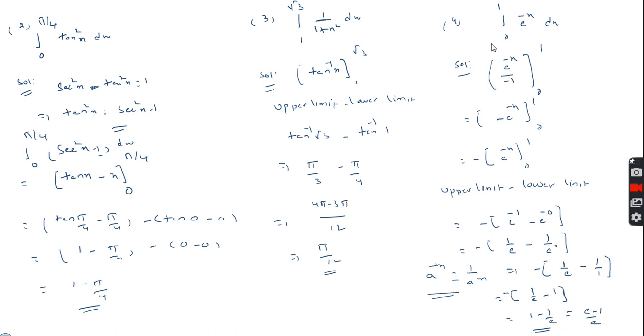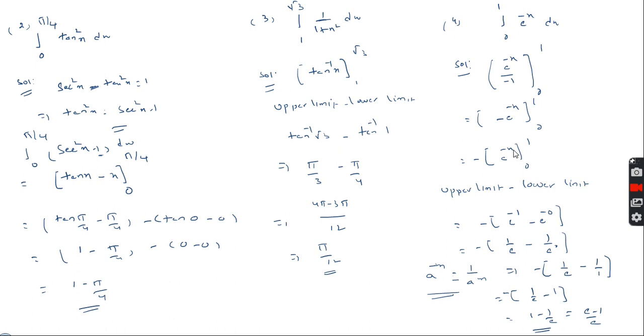And next one is the integral from 0 to 1 of e power minus x dx. We know the integration of e power minus x is e power minus x, and here a minus sign is involved, so we get a factor of minus 1. So finally we get minus e power minus x, with limits from 0 to 1. Taking the minus outside, we get e power minus x from 0 to 1. That is upper limit minus lower limit.